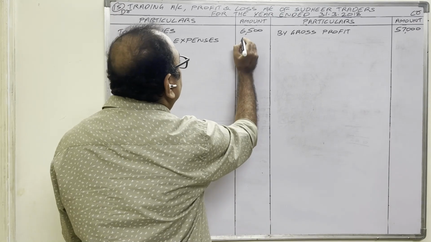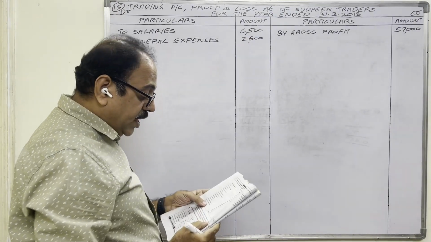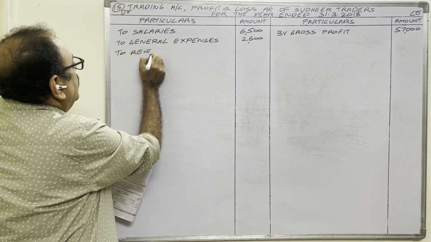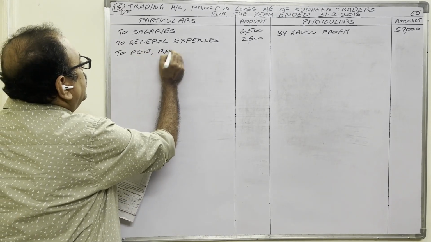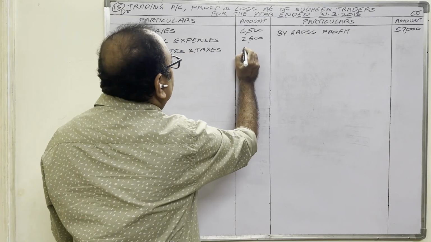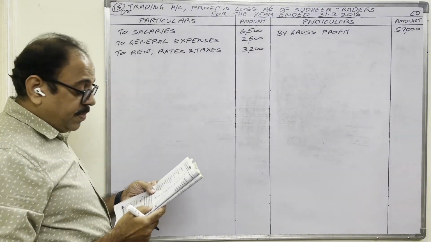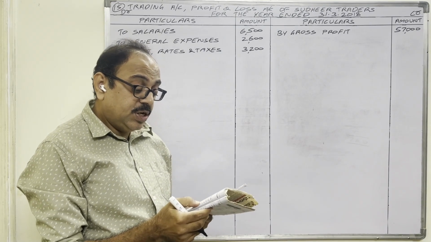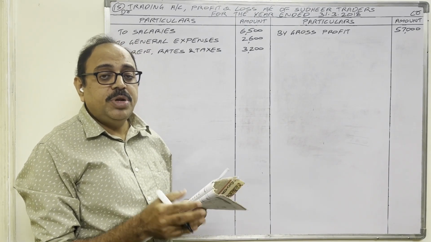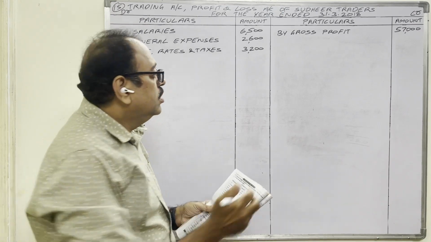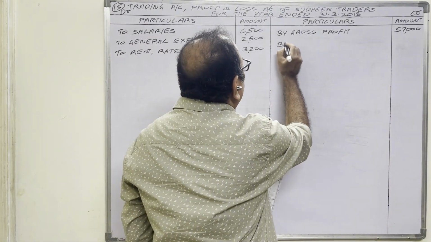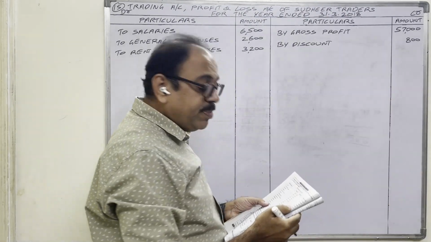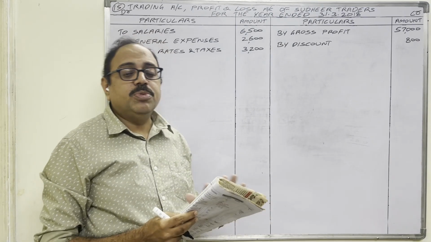Here, amount 2,600. Rent, rates and taxes: the indirect expenditure to rent, rates and taxes, 3,200. Drawings. Trial balance credit side: capital, sales, returns, discount. Credit side discount means discount received, profit. Here only, by discount, 800 rupees. Creditors, bank overdraft. Trial balance amounts completed.